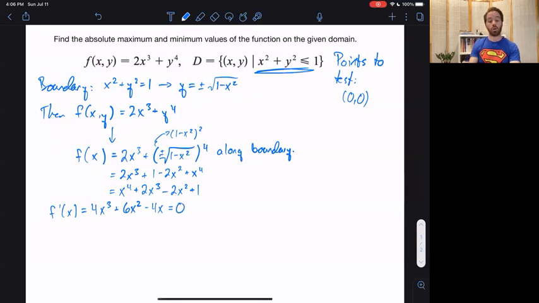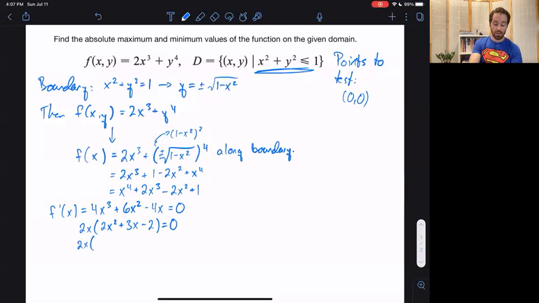Now, this is the thing that we go and hunt for critical points with when we're looking along the boundary, because now we have it reduced to a single variable function. If this equals 0, we're going to factor. First of all, 2 can come out, and so can x. 2x times 2x squared plus 3x minus 2 equals 0, and that can factor.